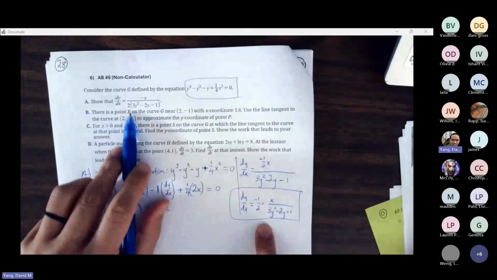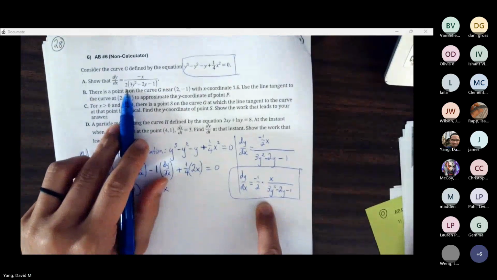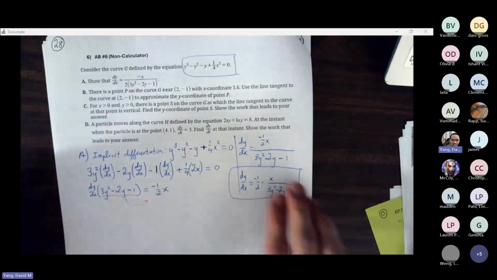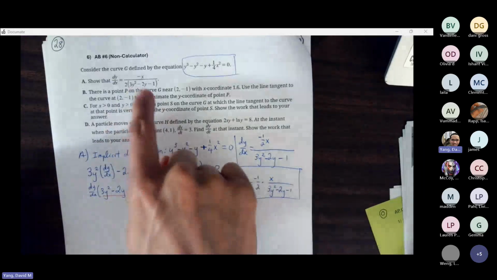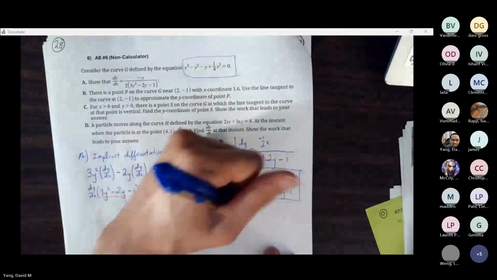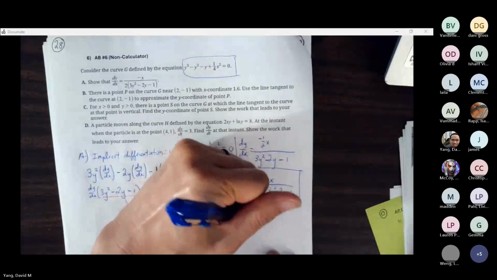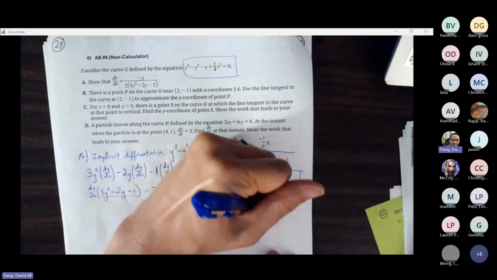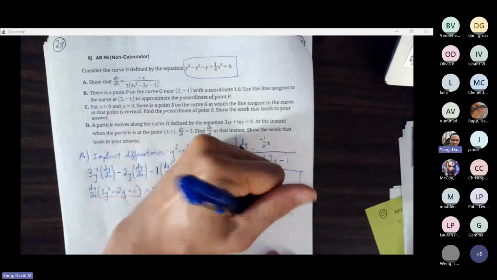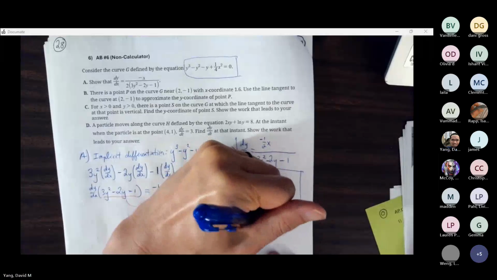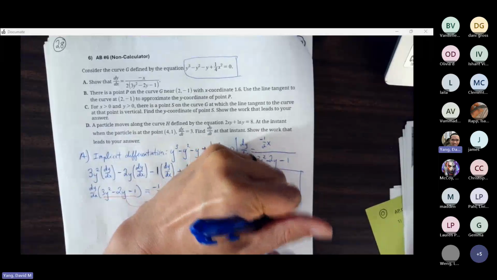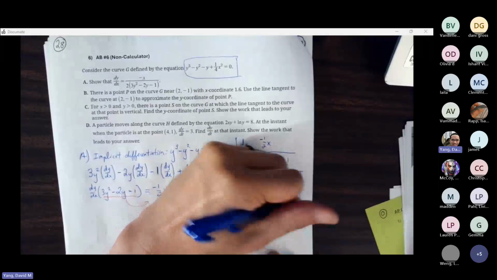That's basically your dy dx there. And you can write it exactly like that. But I'm pretty sure they will give you credit if it's in this form as well. But if you want to be safe, then maybe just go all the way to here.